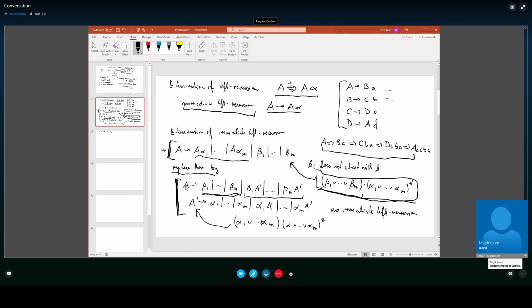We don't have any left recursion. The A's don't have any left recursion because by definition none of the betas start with A, and the A primes don't occur on the right hand side because the alphas will have no A prime because A prime didn't exist when we defined the alphas.